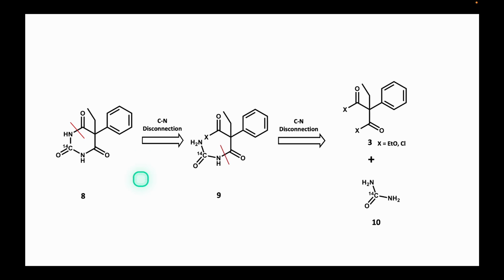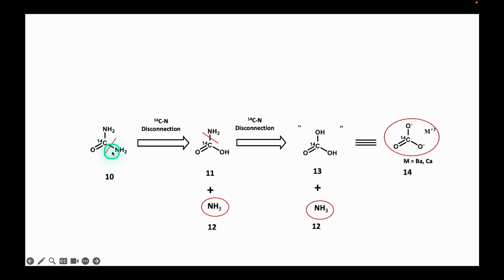In the same way as in the previous case, the endocyclic substructure of urea is considered as a retron, and a carbon-nitrogen disconnection generates the urea derivative 9. A carbon-nitrogen disconnection in 9 generates the malonic acid derivative 3 and the labeled urea 10. A carbon-nitrogen disconnection in 10 generates the labeled carbamic acid and ammonia as raw material.